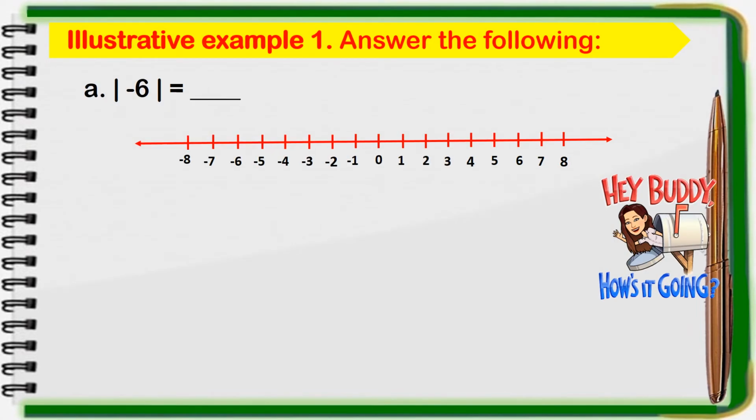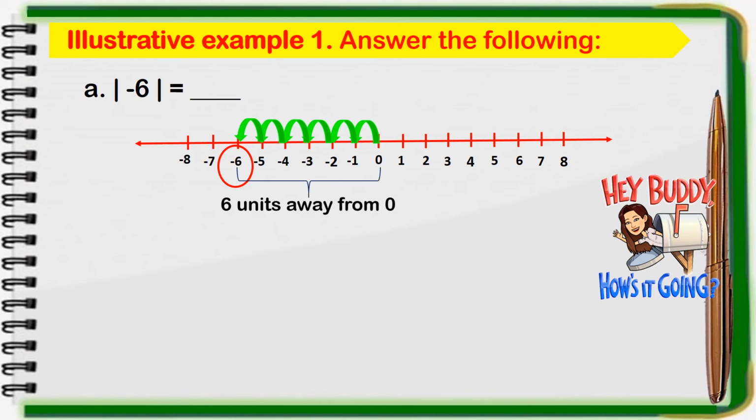Okay, first example. What is the absolute value of negative 6? So, let us locate negative 6 on the number line. Then, let us count how many units away is negative 6 from 0. So, negative 6 is 6 units away from 0. Therefore, the absolute value of negative 6 is 6.